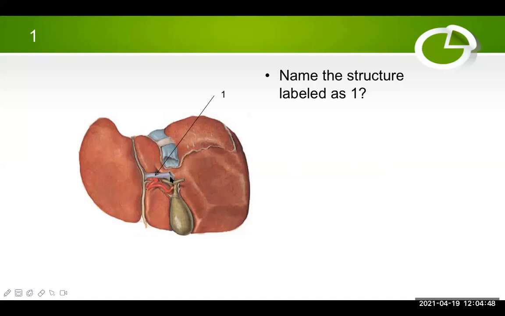This portal vein has got two sets of capillary. That is the meaning of portal circulation. One set of capillaries is towards the GI tract, and another set of capillaries develops inside the liver.